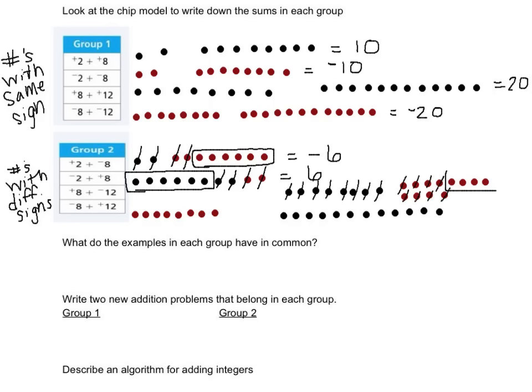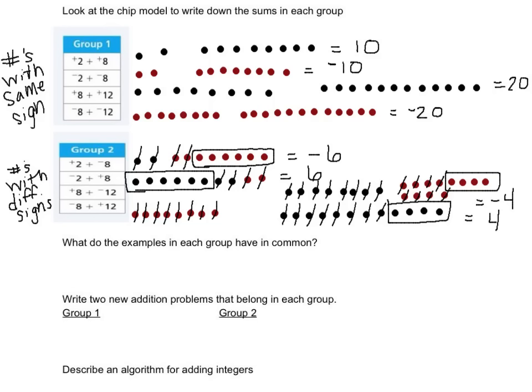And that leaves me with a group of 4, which is red, so I have a negative 4. Then on my next one, a negative 8 with a positive 12. Again, 8 of them would cancel out, once again leaving me with a group of 4, but this time they are black, so I have a positive 4.